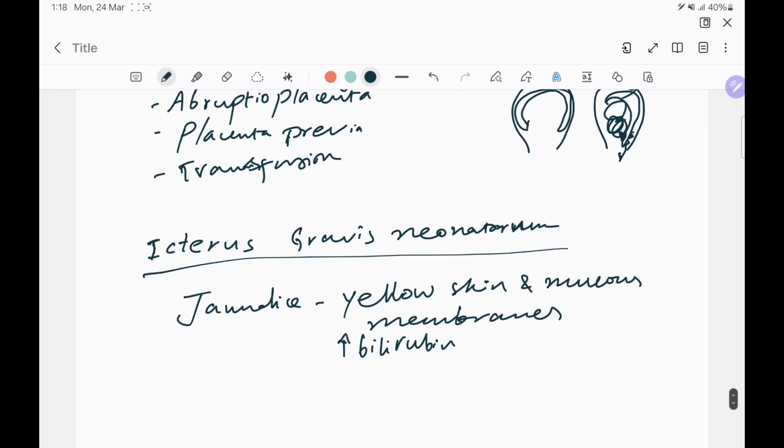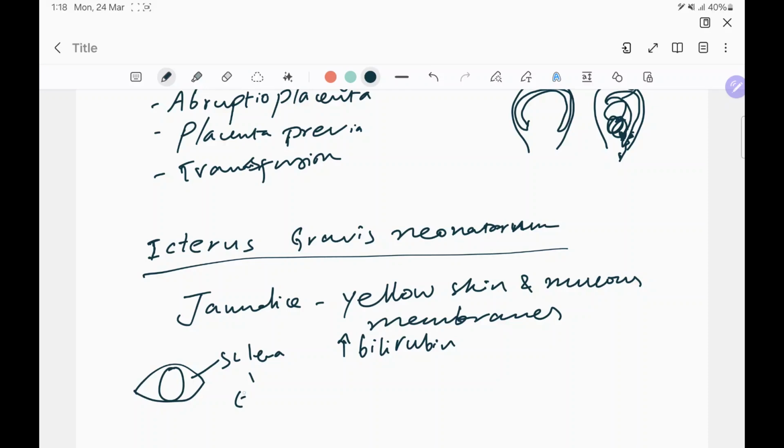Bilirubin is the breakdown product of red cells, of the hemoglobin. So when you have lots of dead red cells being destroyed, the hemoglobin is released from these red cells and is converted to bilirubin. And this extra bilirubin goes and sticks in the skin and mucous membranes. And actually, bilirubin tends to stick in the whites of your eyes, in the sclera.